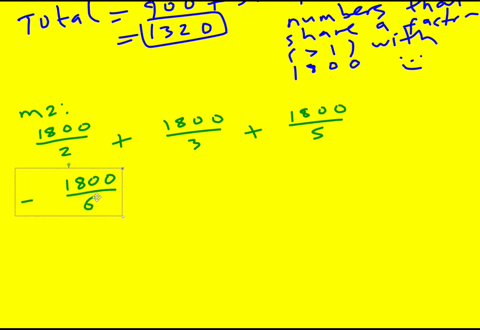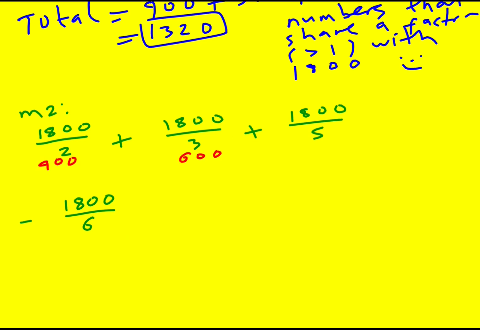Actually, before I do that, just let me work out what each of these is. So this will be 900, 600, and 360. So I'm then subtracting this, which is that 300 from before. That's actually what I did before. But now, it's a slightly different approach. I'm now going to subtract all the common multiples of 2 and 5. So I'm going to divide through by 10. There's going to be 180 of these.